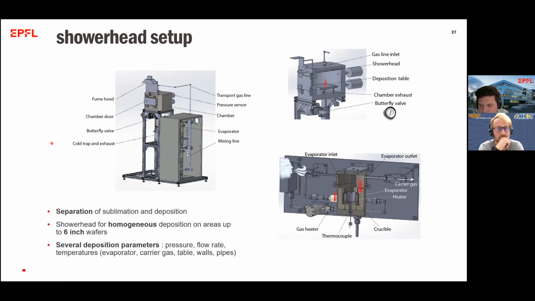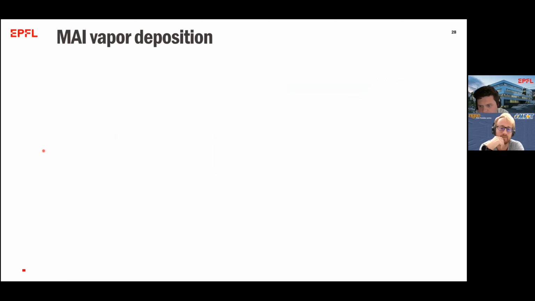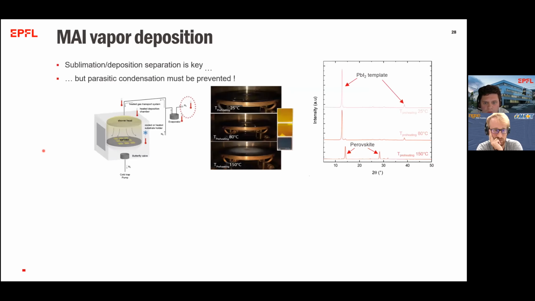We have a lot of parameters to play with, and I want to show you an example that was used to demonstrate the feasibility of this approach. So we started out with a very simple one. This was a paper that was written when I just arrived. And what you can see here is if you preheat the sample on the heating stage, you can control the amount of perovskite that is forming.